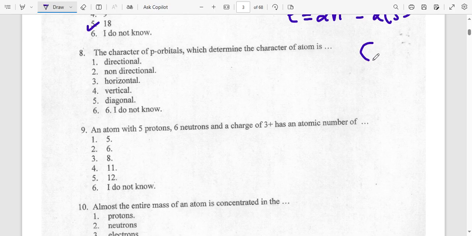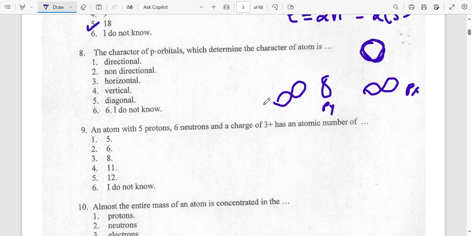Okay, s looks like this. It's like a circle. A p orbital looks like infinity. It can be like this. If it is px, it can be like this. If it is py, it can be like this. Let's say pz. So the character of p orbital, which will determine the characteristic of an atom, is directional.